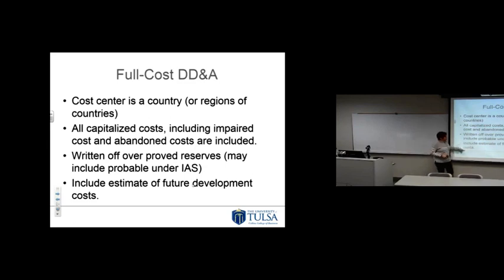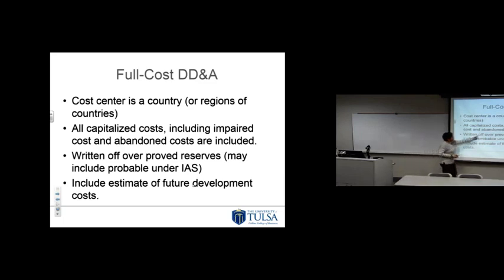This estimate of future development costs means where we have fields with PUDs, with proved undeveloped reserves, how much is it going to cost us to develop those PUDs, to make them proved developed? That's all that's in here. It's not an estimate of any other future things I'm planning to do. It's saying for all the PUDs I have in this country, in this cost center, for all those proved undeveloped reserves, how much is it going to cost me to develop those?